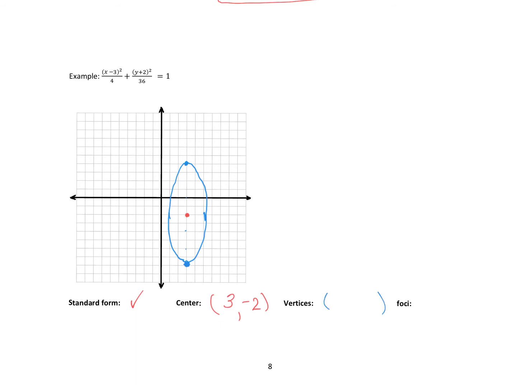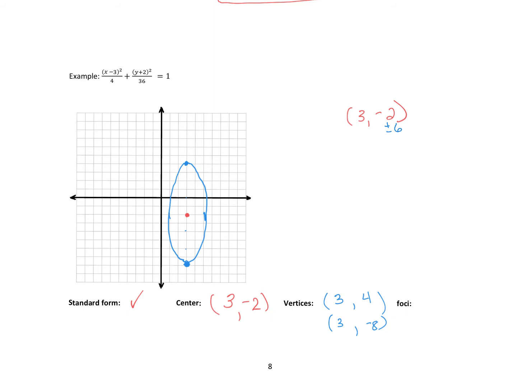Okay, so this is a vertex, this is a vertex, and so here's what I like to do. You have your center, which is (3, negative 2). Since the y was our major axis in the y direction, and we added 6, we'll do plus or minus 6 to the y. So we'll actually get 3, and then 6 minus 2 is 4, and negative 6 minus 2 will give you negative 8. And you can see that that's true on the picture.